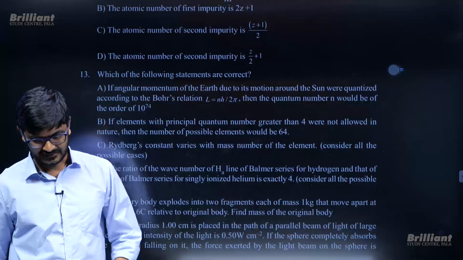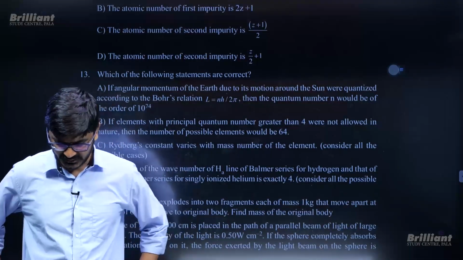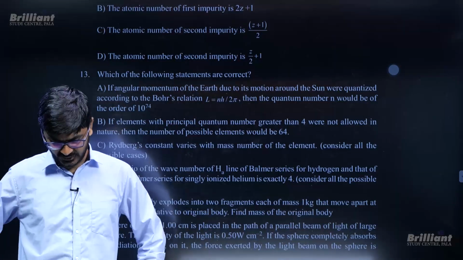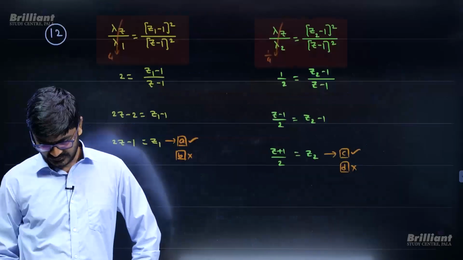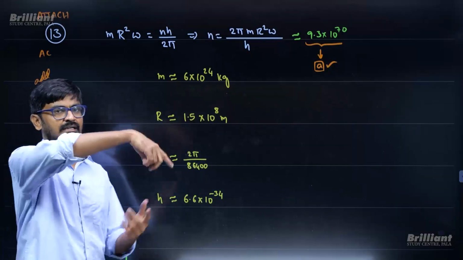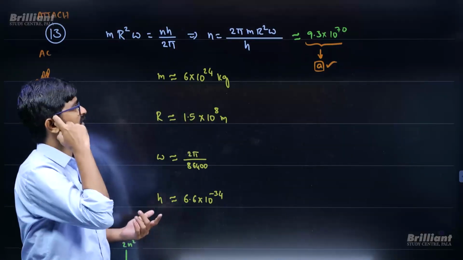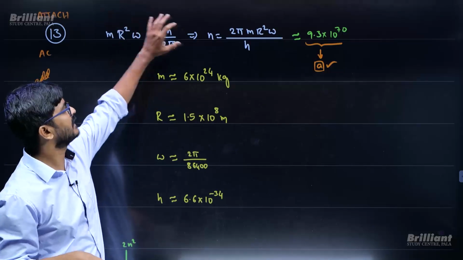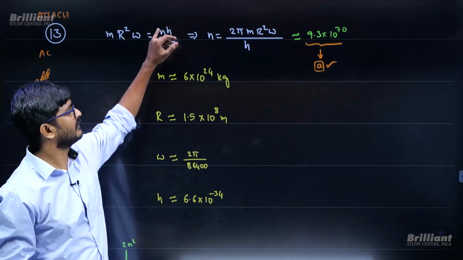Okay, if the angular momentum of Earth due to its motion around the Sun is quantized using Bohr's relation, the quantum number would be of the order 10 power 74. So what they are saying is, if Earth is rotating in a radius r, then its angular momentum will be I into omega, or m r square into omega. If it is matching with nh by 2 pi, what must be the value of n?